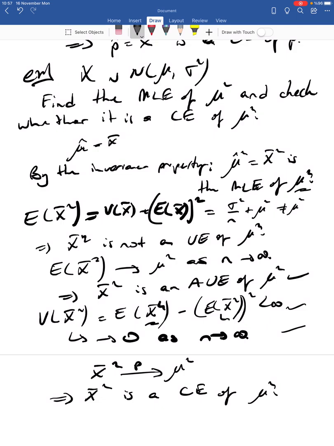Okay, so we have another topic. It's actually very important, which is mean square error and mean square error consistency.